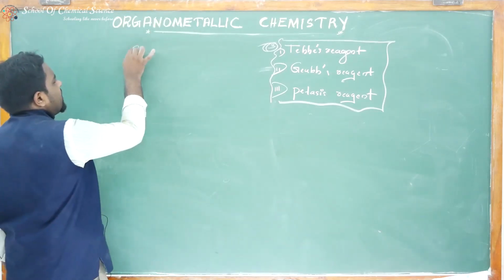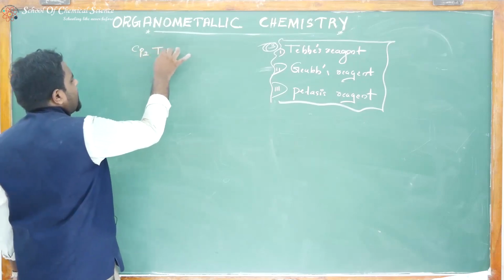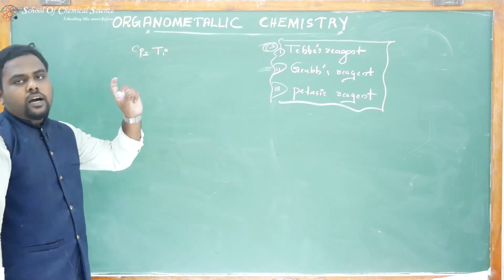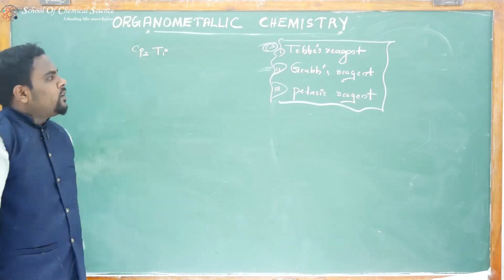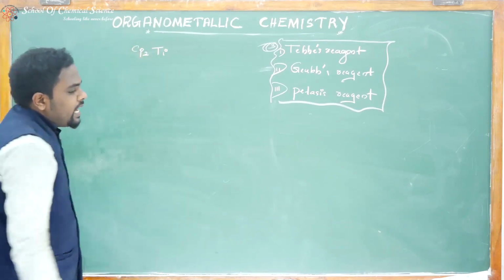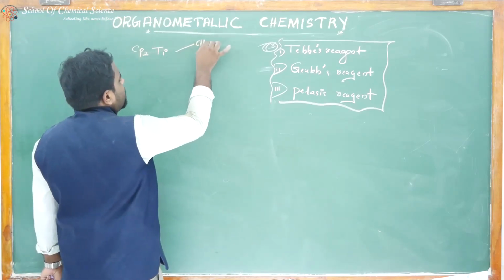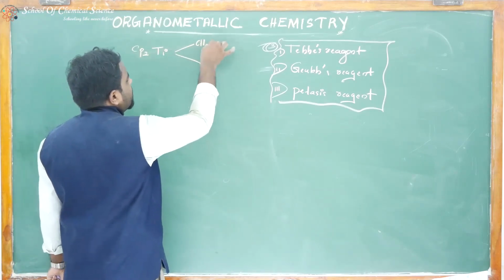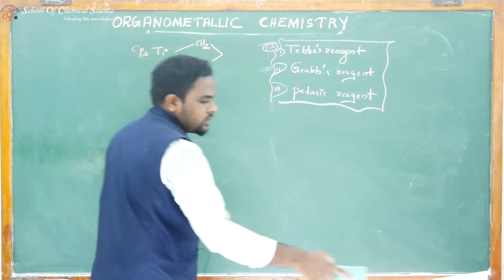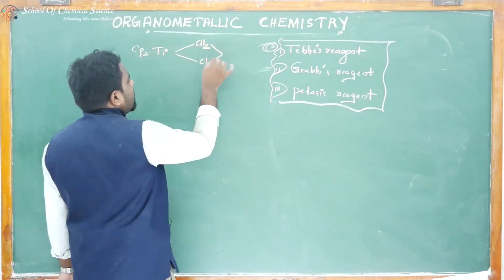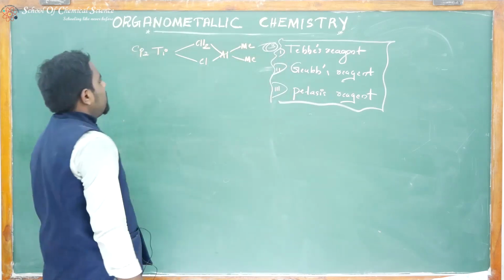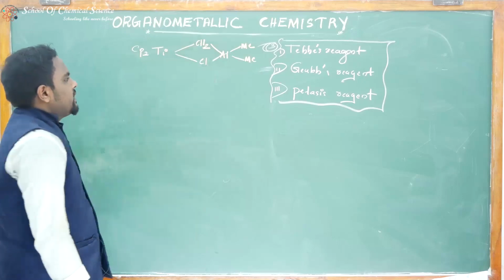Your Tebbe's reagent is Cp2 titanium. All these are titanium-based reagents. Okay, Schrock carbene. All of Tebbe's reagent, Grubbs reagent, Petasis reagent are Schrock carbenes. Cp2Ti, titanium based, CH2, aluminium, chlorine, CH2, chlorine, here aluminium, methyl. This is called Tebbe's reagent, the first one.